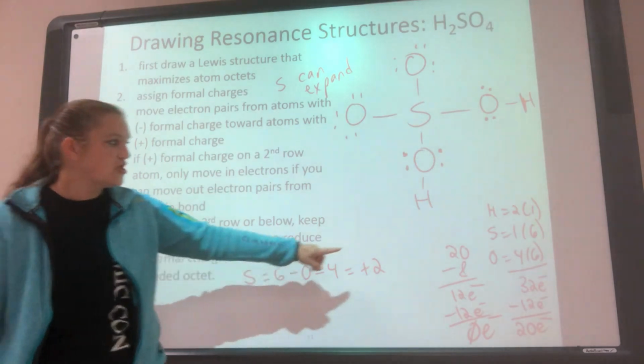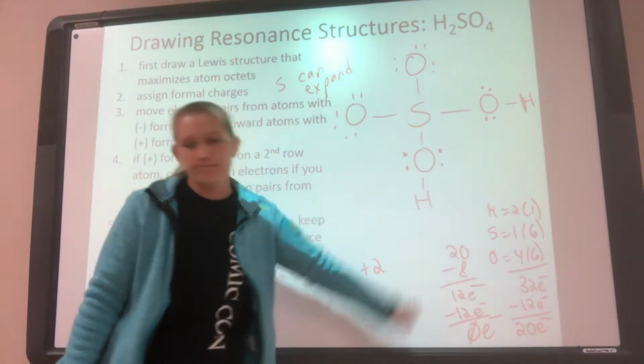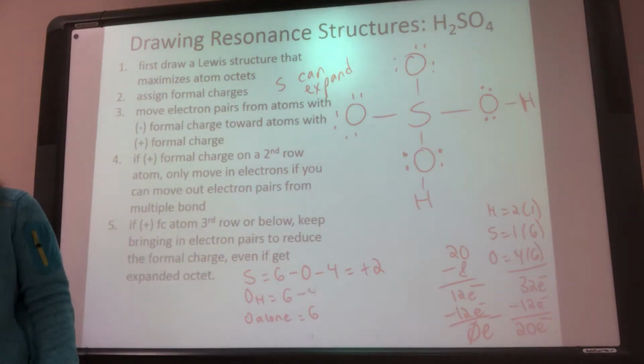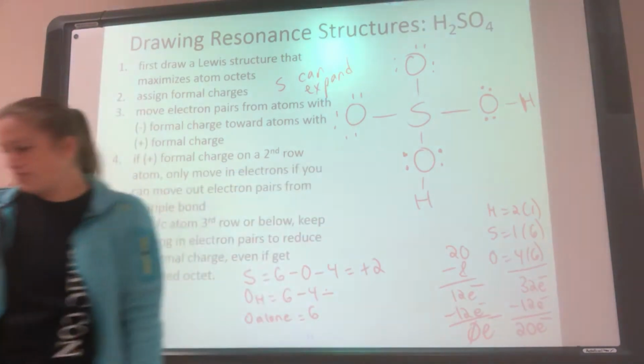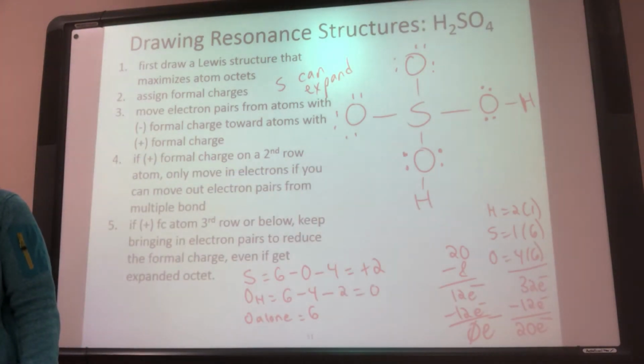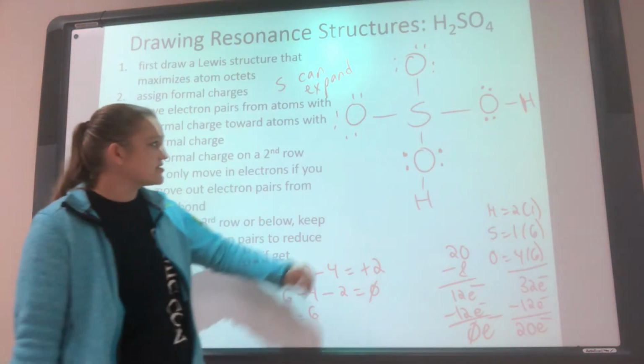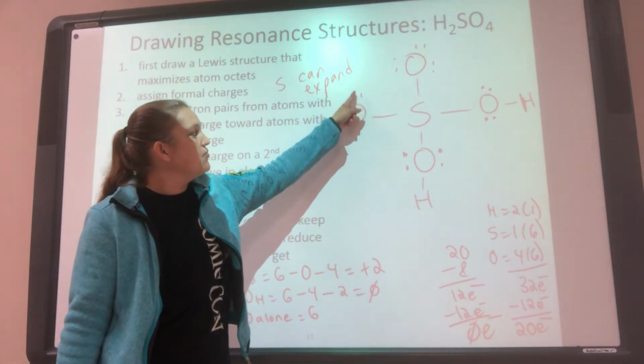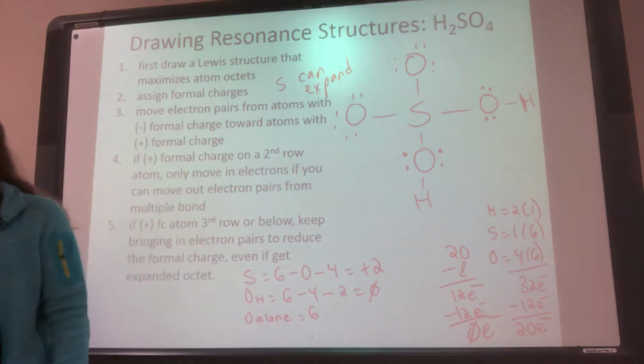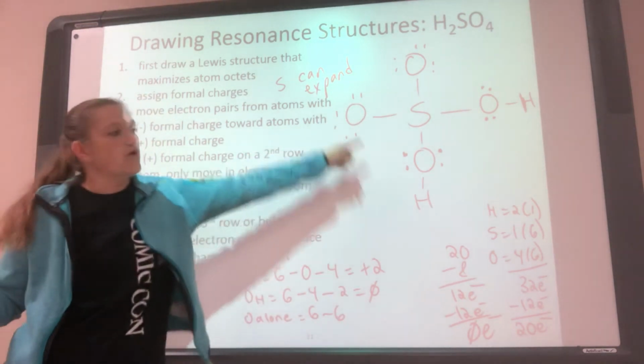Oxygen with the hydrogen, how many lone electrons on there? 4. How many bonds? 2. So he's a 0, so he's not going to want to do anything. Oxygen by himself, 6. And then he's got how many lone? 1, 2, 3, 4, 6. And then how many bonds? 1.